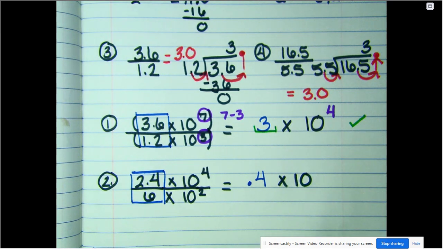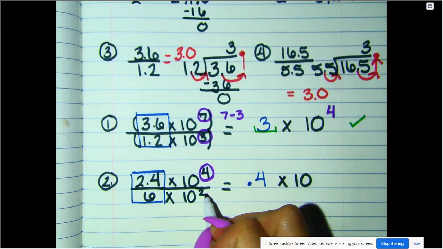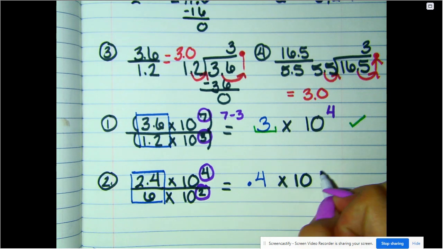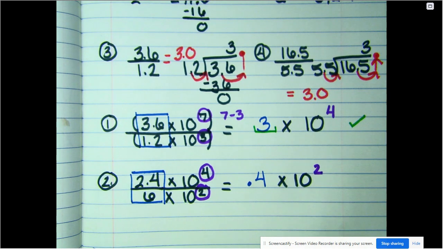And then we're going to take a look at our exponents. We have 4 and 2. 4 minus 2 is 2. So let's make sure that this is correctly written in scientific notation. And I see here that we have 0.4. 0.4 is not greater than 1, so I'm going to need to change this into the correct scientific notation.